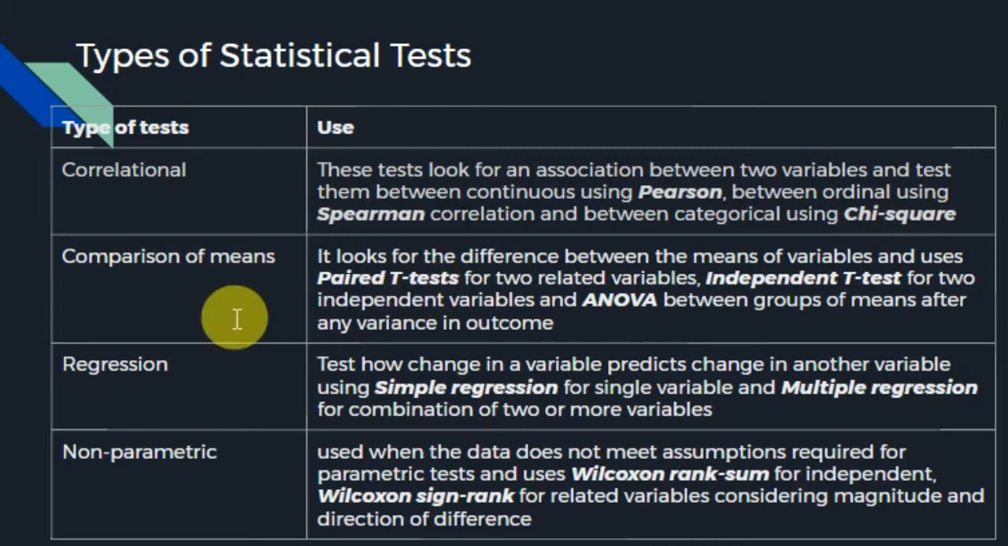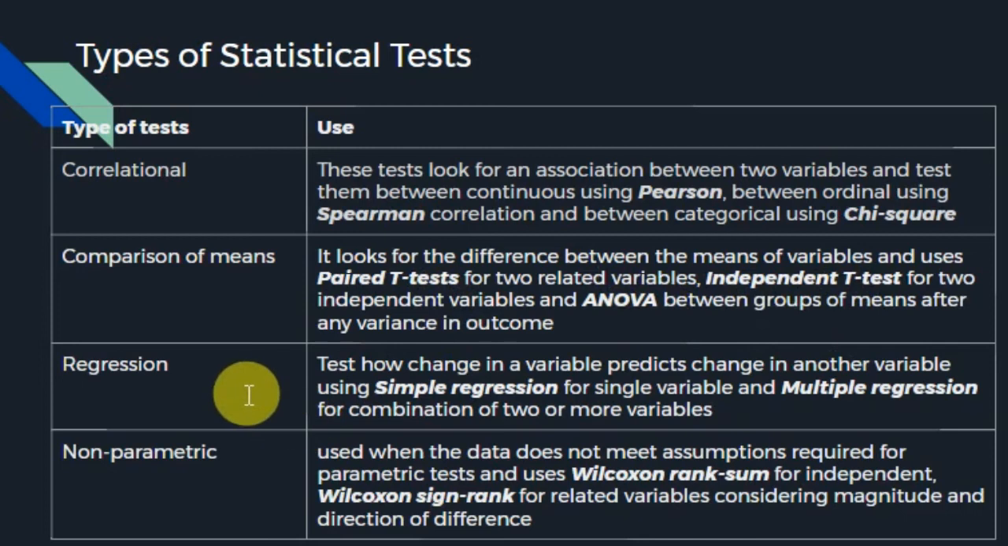Coming to the comparison of means, it looks for the difference between the means of variables. If there is any change in the outcome, we will be using the paired t-test for the related variables and the independent t-test for the independent variables. And if there is a group of variables, then we will be using the ANOVA test.